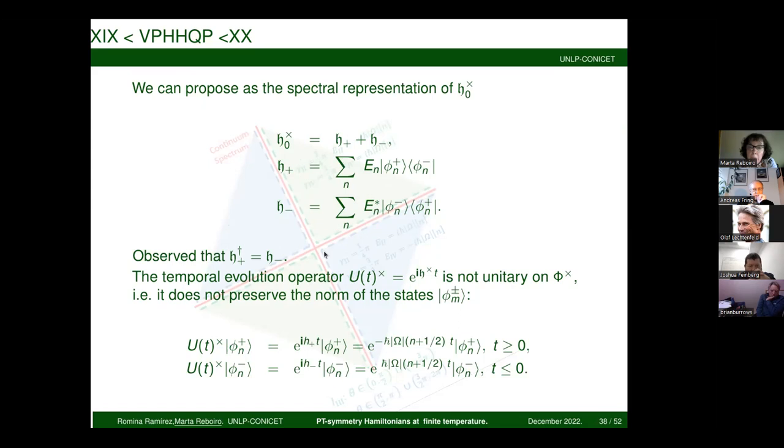Now, when we look at the temporal evolution operator acting on these functions, we have the following. When we act on states phi plus, the result is an exponential decay for t greater than zero. And when we act with the evolution operator on phi minus, this is an exponentially decaying state if t is less than zero.